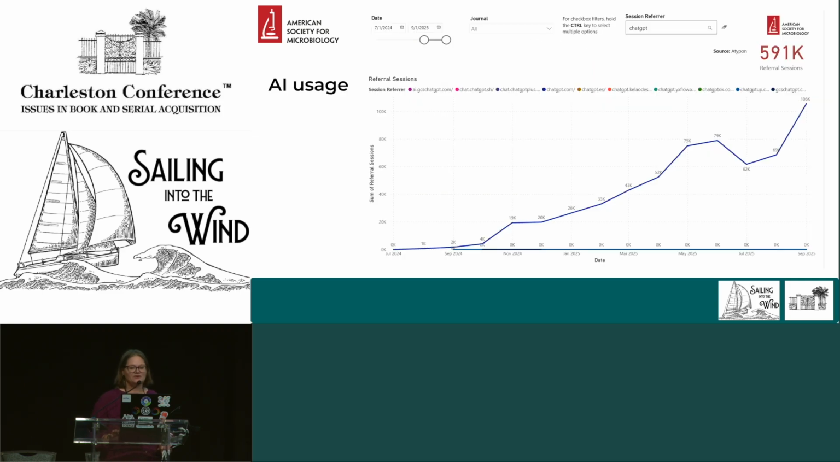So this is tracking our session referrers, so who's coming to our site via where. This is our AI usage, and it's pretty clear-cut. I think everyone's usage is going to reflect the same thing. I typed ChatGPT into the search box, and it gives you the progression of that usage from ChatGPT.